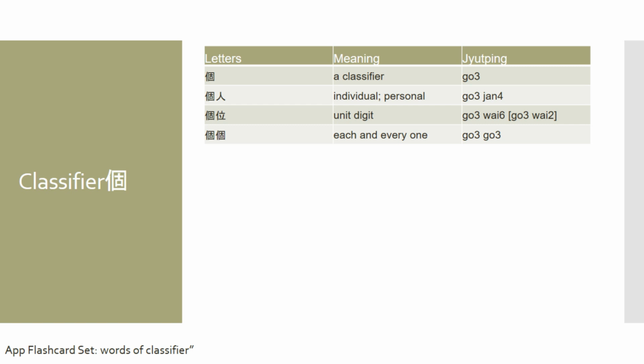It can also be associated with other characters to form other words, such as 個人, which means individual or personal. So for example, if you have a personal account in a bank, then you would say 個人戶口. Now if you want to say a unit or a digit, then you would say 個位. And if you want to say each and every one, then you would say 個個.